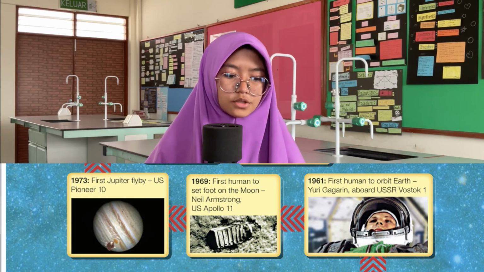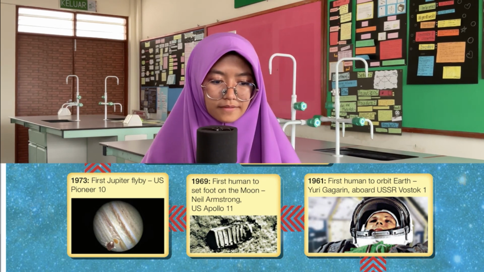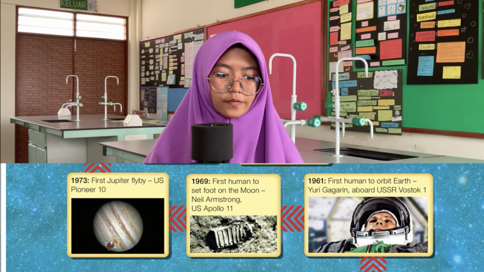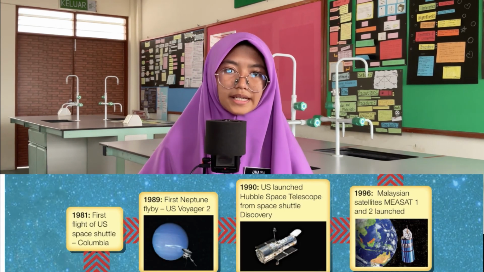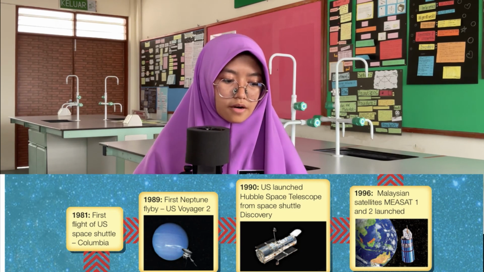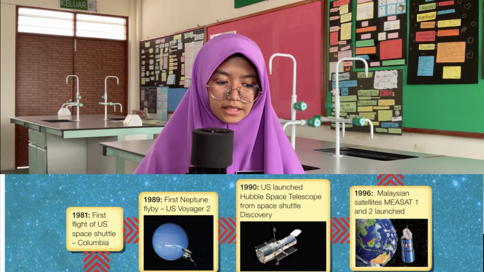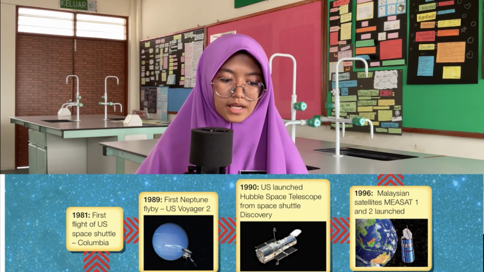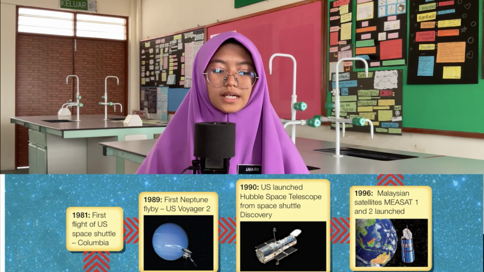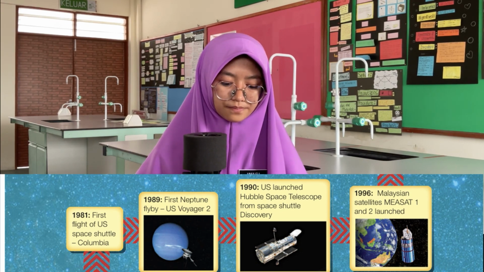1969: first human to set foot on the Moon, Neil Armstrong, US Apollo 11. 1973: first Jupiter flyby, US Pioneer 10. 1981: first flight of US Space Shuttle Columbia. 1989: first Neptune flyby, US Voyager 2. 1990: US launched the Hubble Space Telescope from Space Shuttle Discovery.